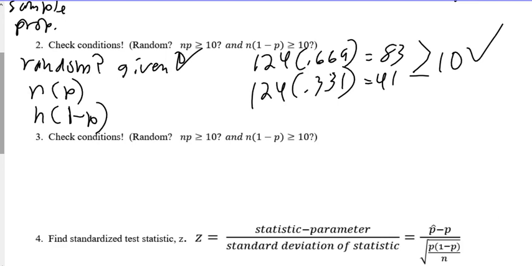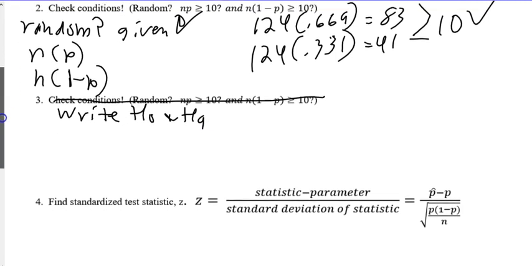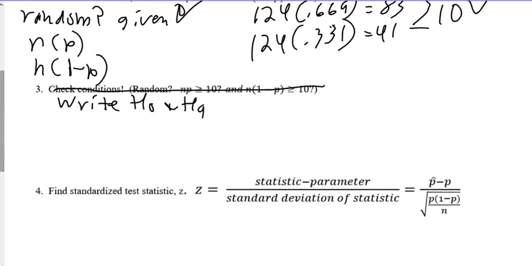Oh, this was screwed up. So scratch that out and just write Ho and Ha. Is it right in yours? Yeah. Okay, it's messed up in mine. Right, we're writing the Ho and the Ha. I couldn't remember. So Ho, p equals, and Ha, p we don't know yet.